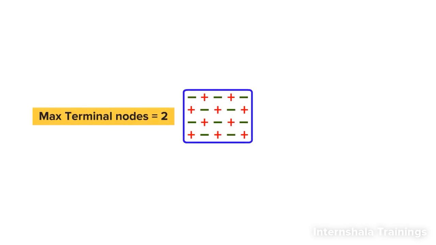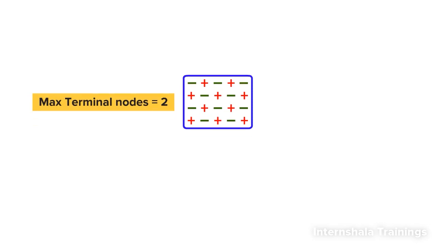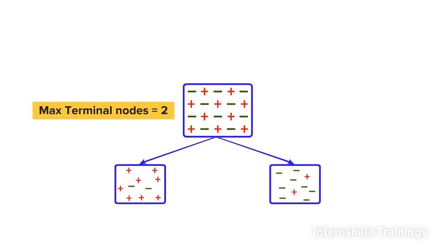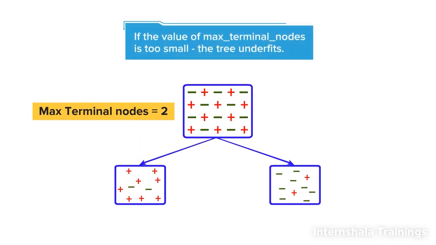Let's say we set the maximum terminal nodes as 2 in this case. As there is only one node, it will allow the tree to grow further. Now after the split, you can see that there are 2 nodes here and we have set the maximum terminal nodes as 2, and hence the tree will terminate here and will not grow further. This is how setting the maximum terminal nodes can also help us to prevent overfitting. But if the value of the max terminal nodes is very small, the tree is likely to underfit.